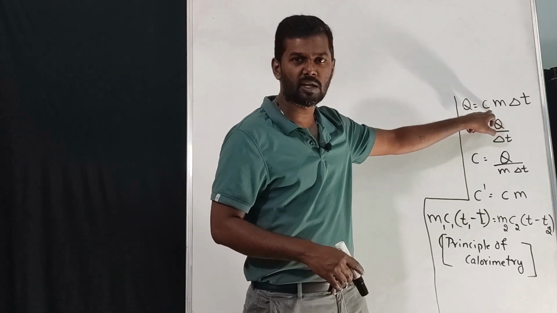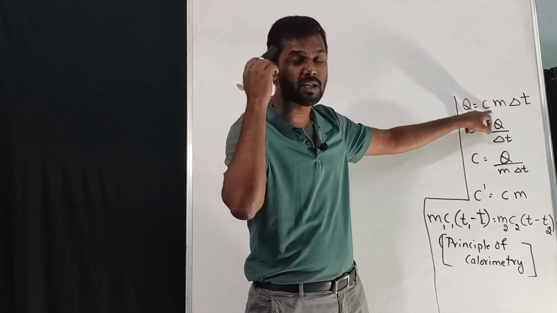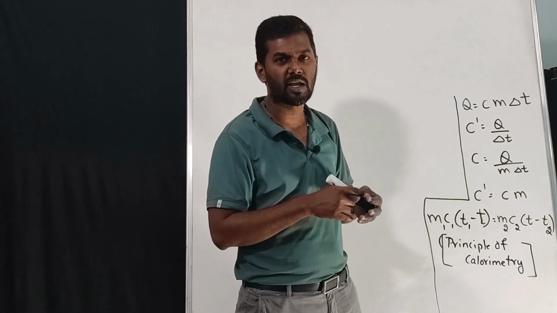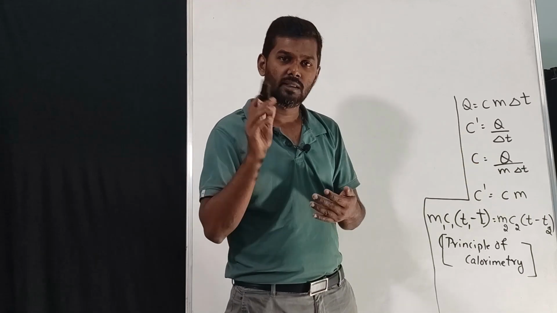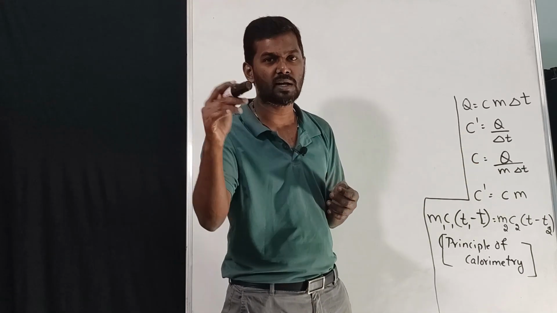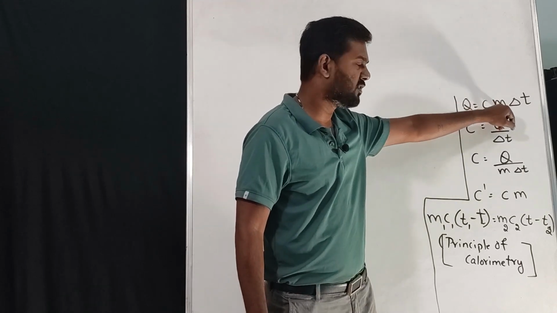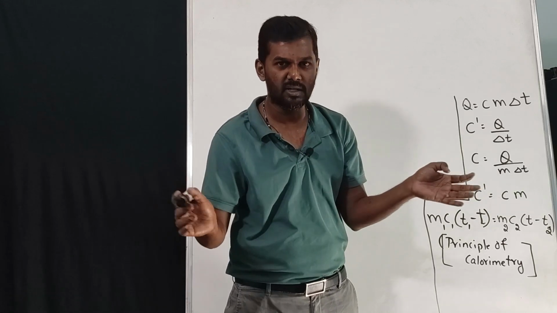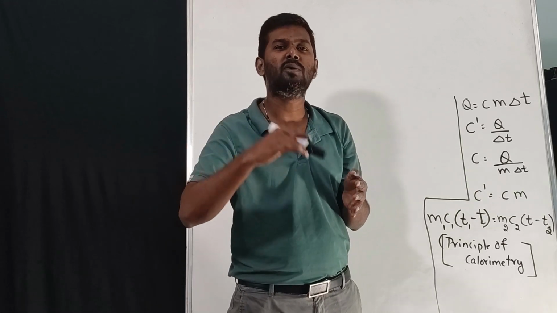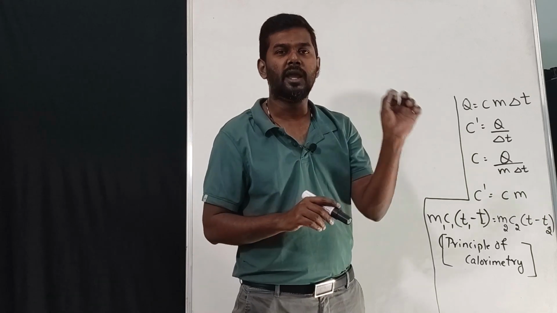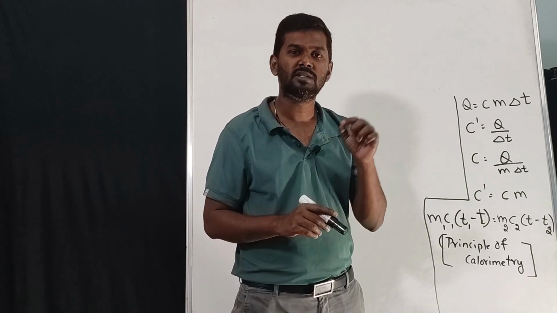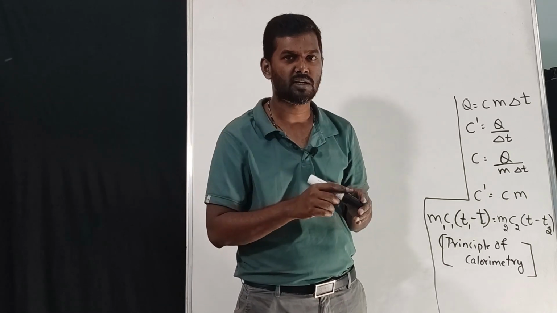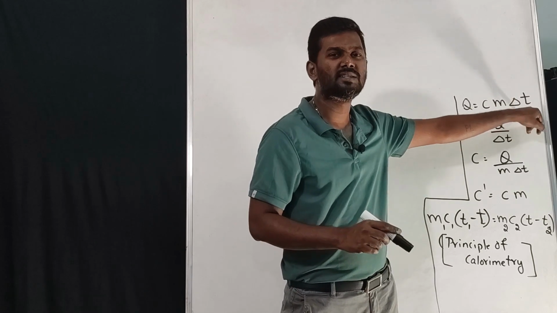C is nothing but specific heat capacity. Keep that in mind. If you don't know what is specific heat capacity and what is heat capacity, that means you don't know the concept. Please watch that and come, you will understand everything. Then this will be mass. Delta T means change in temperature. See, T means temperature, delta T means change in temperature. I'll give you an example. Initial temperature is 25, final temperature is 15. What is the change in temperature? 10 degree Celsius. The difference in temperature is nothing but change in temperature, that is delta T.